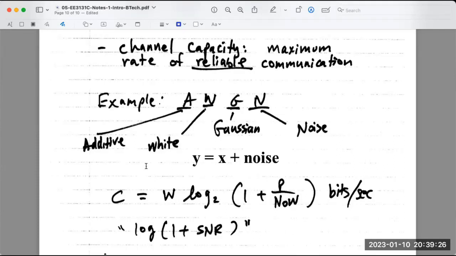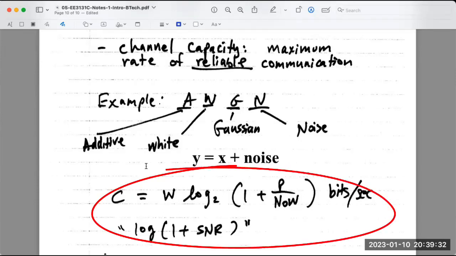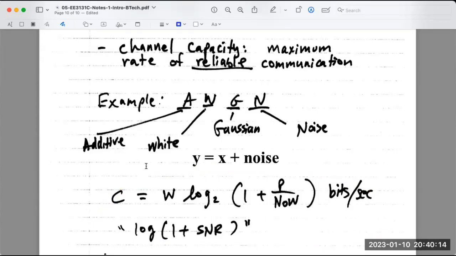But what Shannon showed is that given an additive white Gaussian noise channel, this is the capacity. If you study communications, this is very famous: C = W log(1 + SNR), where SNR = P/(N0 W). I call this the log 1 plus SNR formula. W is the bandwidth, P is the transmit power, and N0 is the noise power. He showed that this is the capacity, the maximum rate of reliable communication for an additive white Gaussian noise channel. The reason AWGN is important is that the telephone line and a lot of channels are modeled well by AWGN.